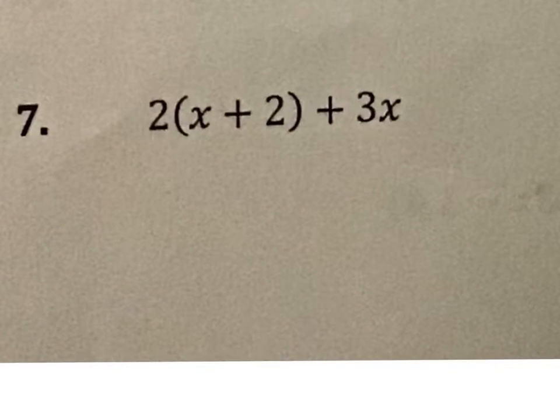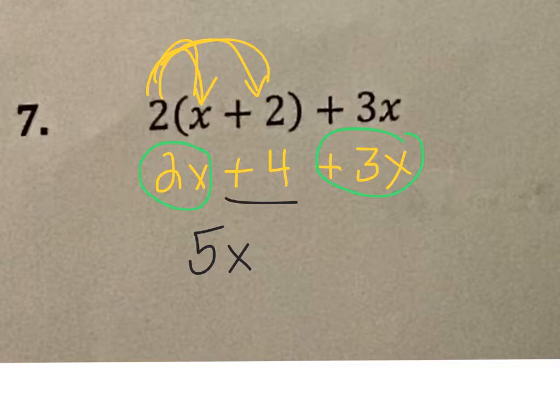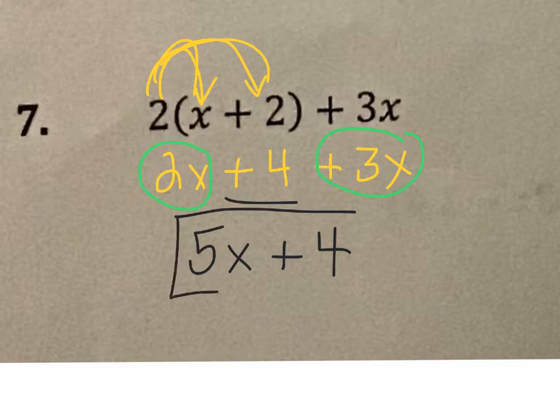Here we go again. Remember, this 2 only goes with what's in that parentheses right there. 2 times x is 2x. Bring down the plus. 2 times 2 is 4. Now I have a plus and a 3x. Sometimes you'll hear a math teacher say undo the parentheses, and that means get rid of those parentheses. Now I see this 2x can be combined with this 3x, which would give me 5x. Sorry, that's sloppy. 5x. This 4 cannot be combined with anything, so that would be plus 4.